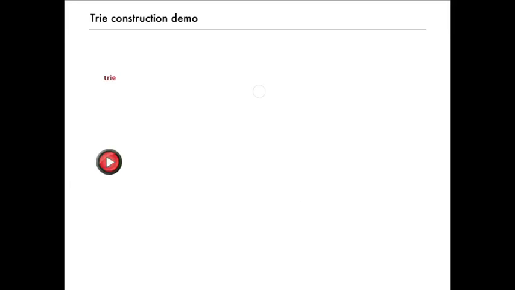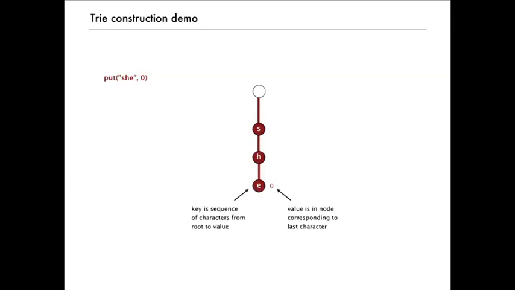Just to cement all these ideas, let's do a demo of how that trie was constructed from scratch. We have a null trie. We're going to start by associating the value 0 with the string SHE. We start at the root node, which a null trie just has that one node. Create a new node for S, create a new node for H, create a new node for E, associate 0. So the key is the sequence of characters from the root to the value, and the value is in the node corresponding to the last character.